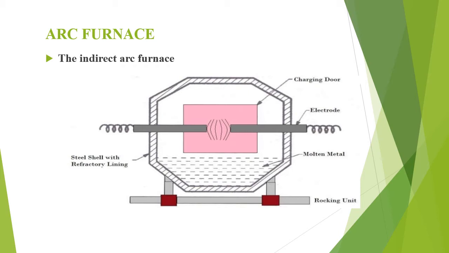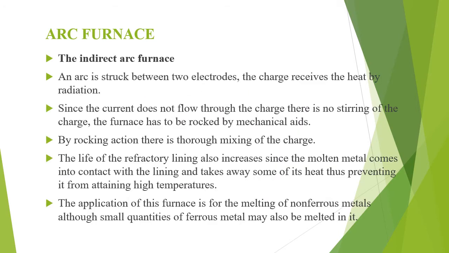Indirect arc furnace. In indirect arc furnace, the electrodes are not immersed inside the charge. So, the arc struck between the 2 electrodes results in heat produced, and this heat is transferred to the charge by the mode of heat transfer, radiation. Since the current does not flow through the charge, there will be no stirring action in the charge, and hence mechanical aids need to be used for rocking the furnace so that thorough mixing of the charge takes place.